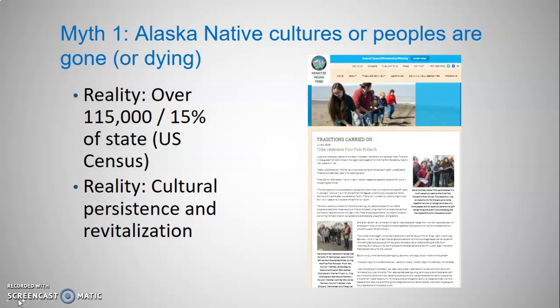and things of this nature, and land dispossession that definitely affected cultures, but at the same time there's a great degree of cultures persisting, people still honoring their traditions, and also people revitalizing their traditions, bringing back things that had lapsed for a while. And that's one of the reasons that I wanted you to do that reading by the Kenaitze Indian Tribe, which is an indigenous tribal group here on the Kenai Peninsula, where it was talking about the first fish potlatch, to show that these traditions are, in many cases, not only not dead, but in fact being brought back and revitalized.